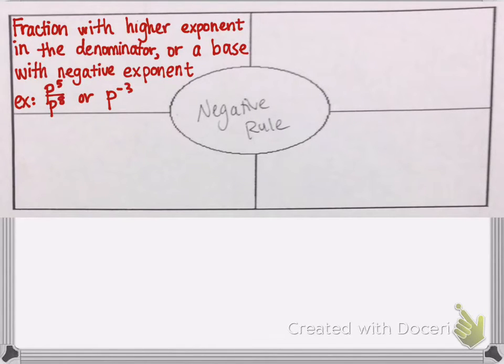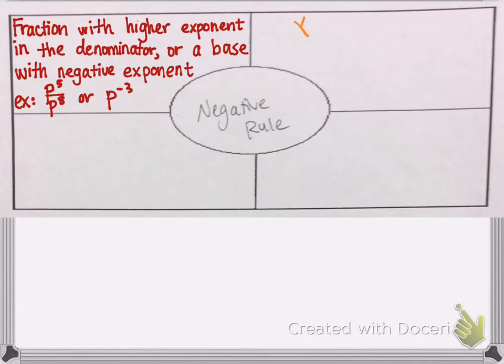Either this one says p to the 5th over p to the 8th, that's going to result in a negative, or here, p to the negative 3rd. And you should have seen in the intro worksheet and the little video from before that those turn into fraction exponents, and we'll talk about that in a second.